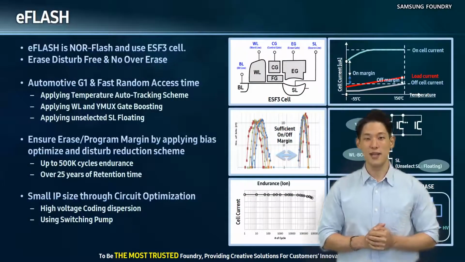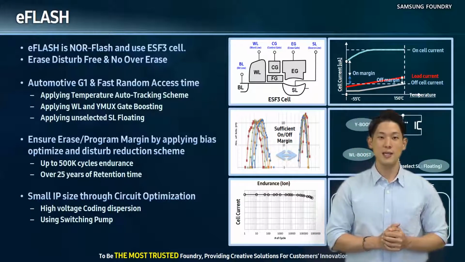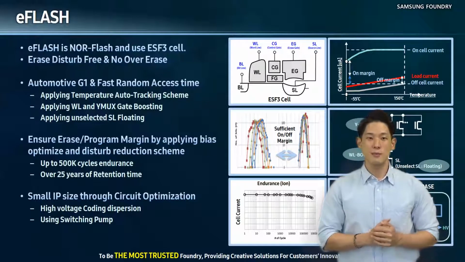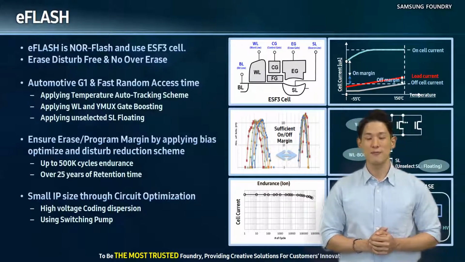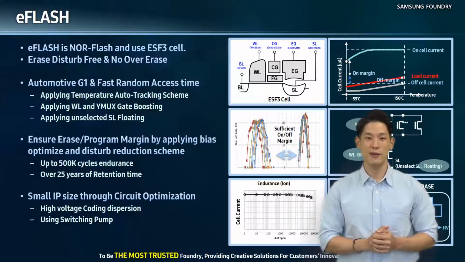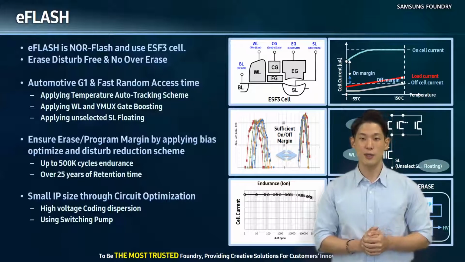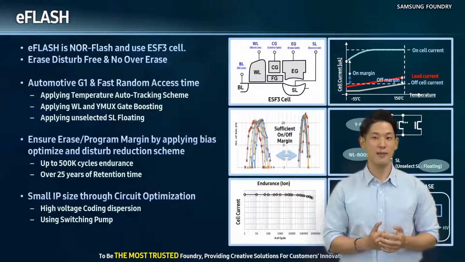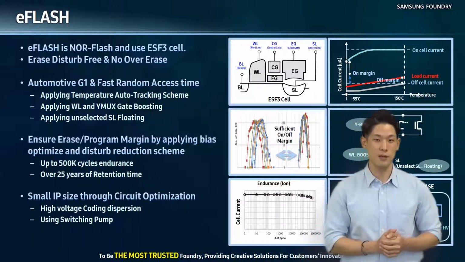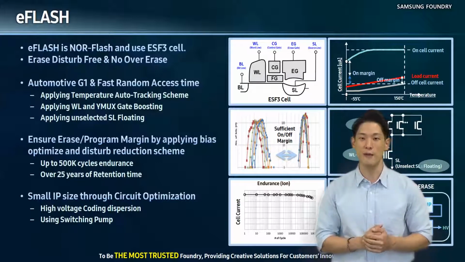Now, let's move on to the flash. Flash is a representative memory of non-volatile memories, with this characteristic as an EEPROM. Samsung Foundry uses ESF3 cell. High voltage is applied only to the cell being erased at the erase gate. Therefore, there is no erase stress to the cells which are not being erased. And there is no need to worry about over-erase because there is no need to calibrate after erase or program.